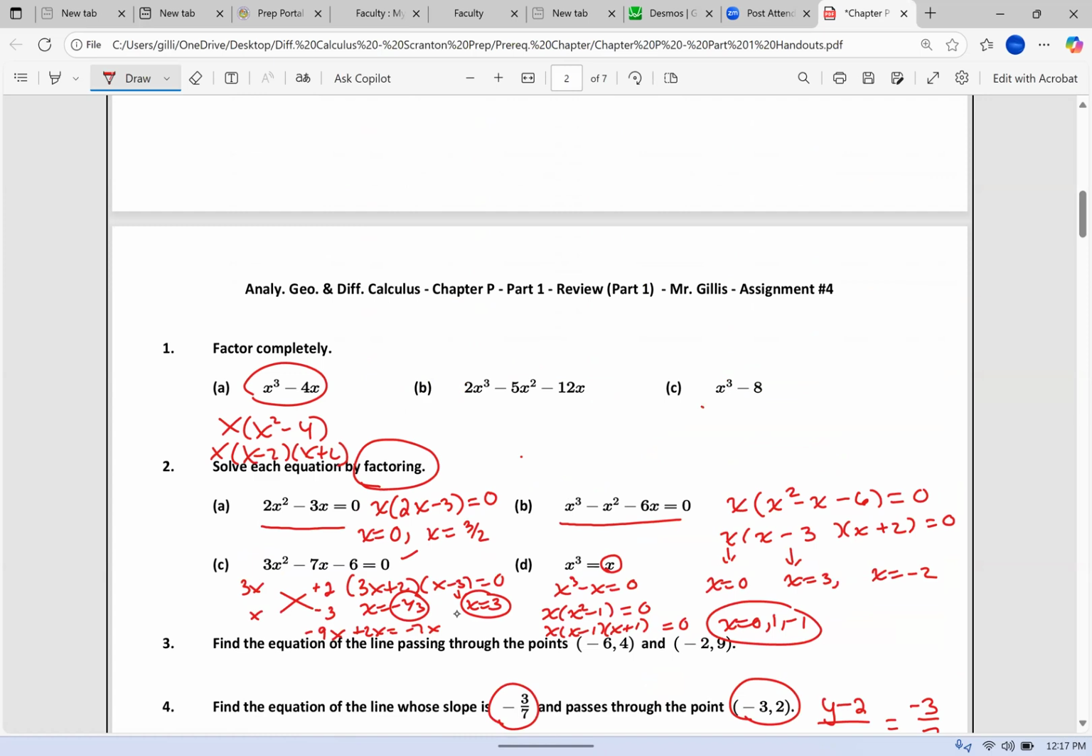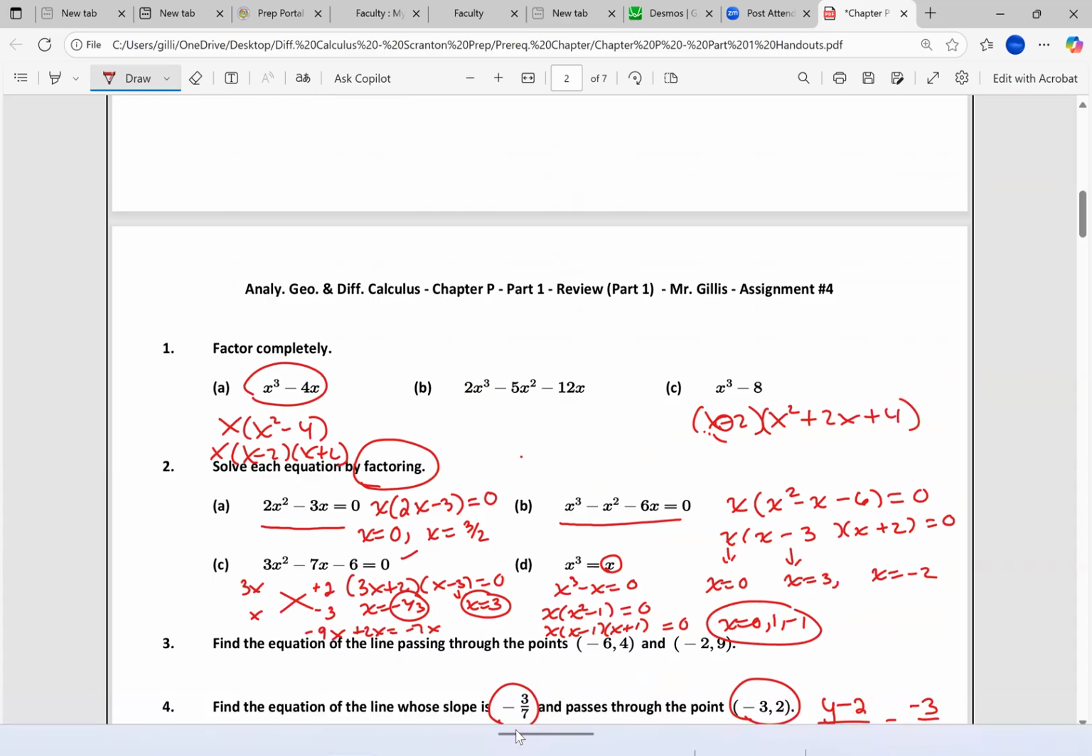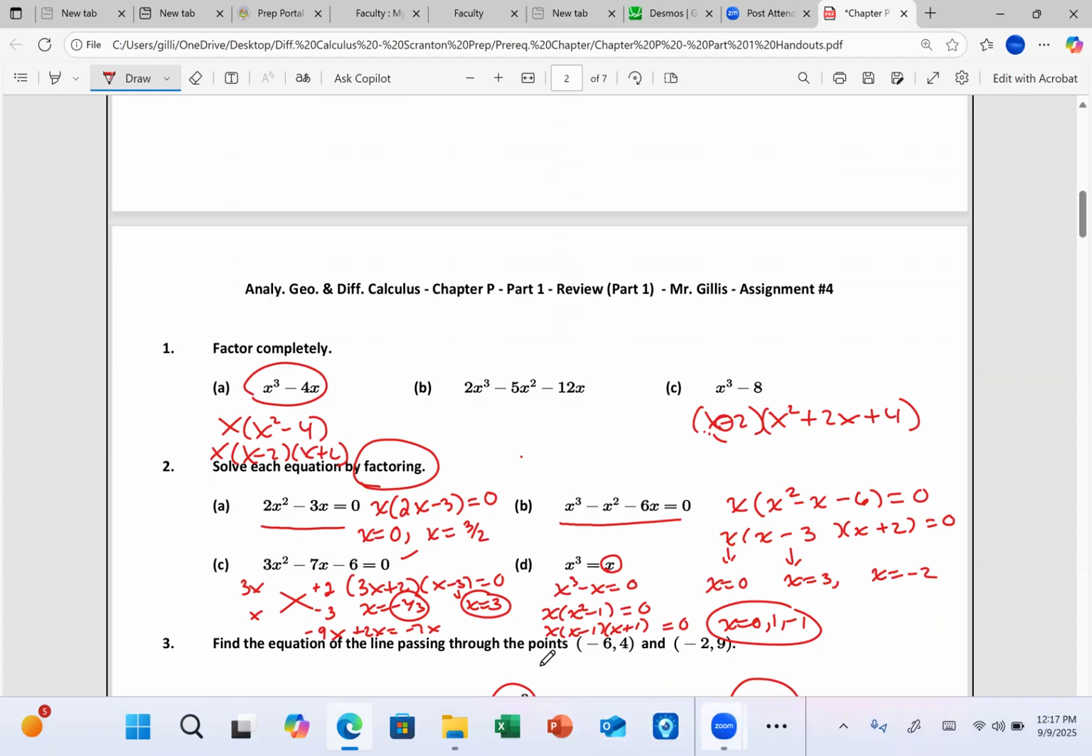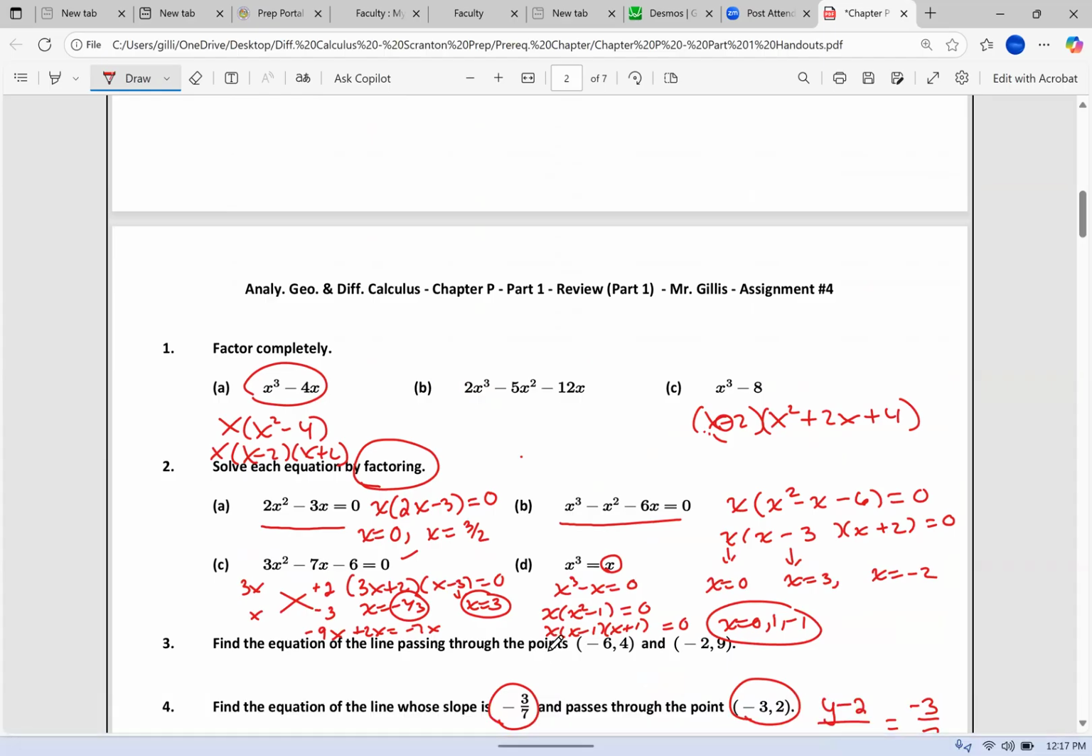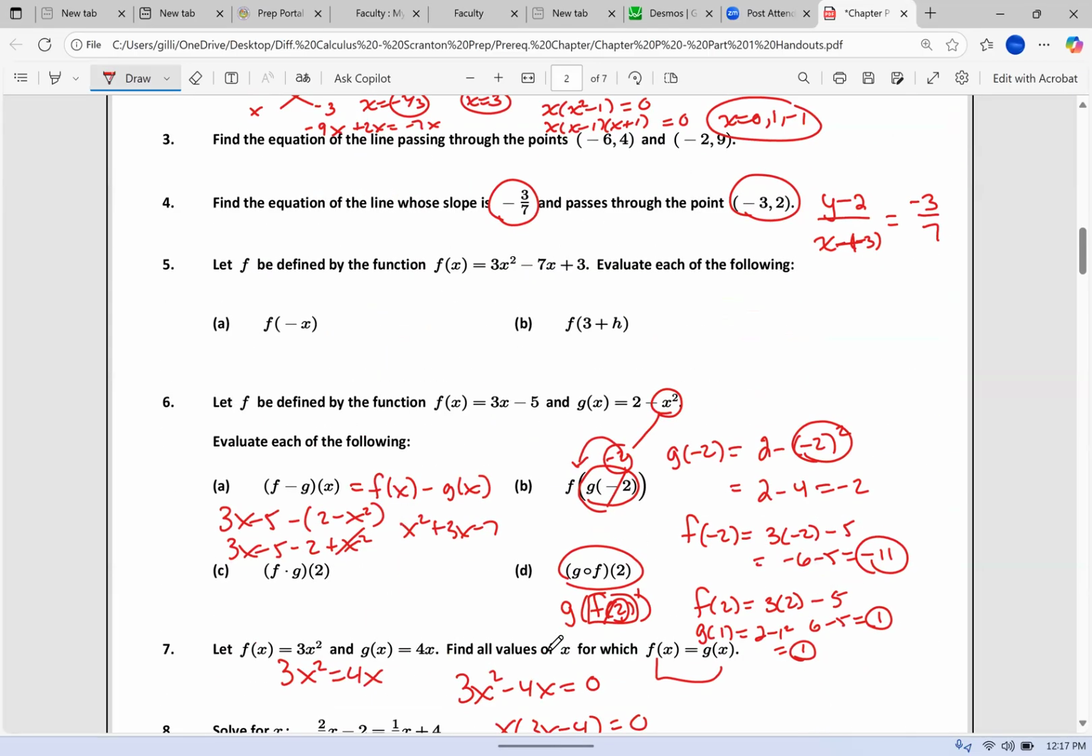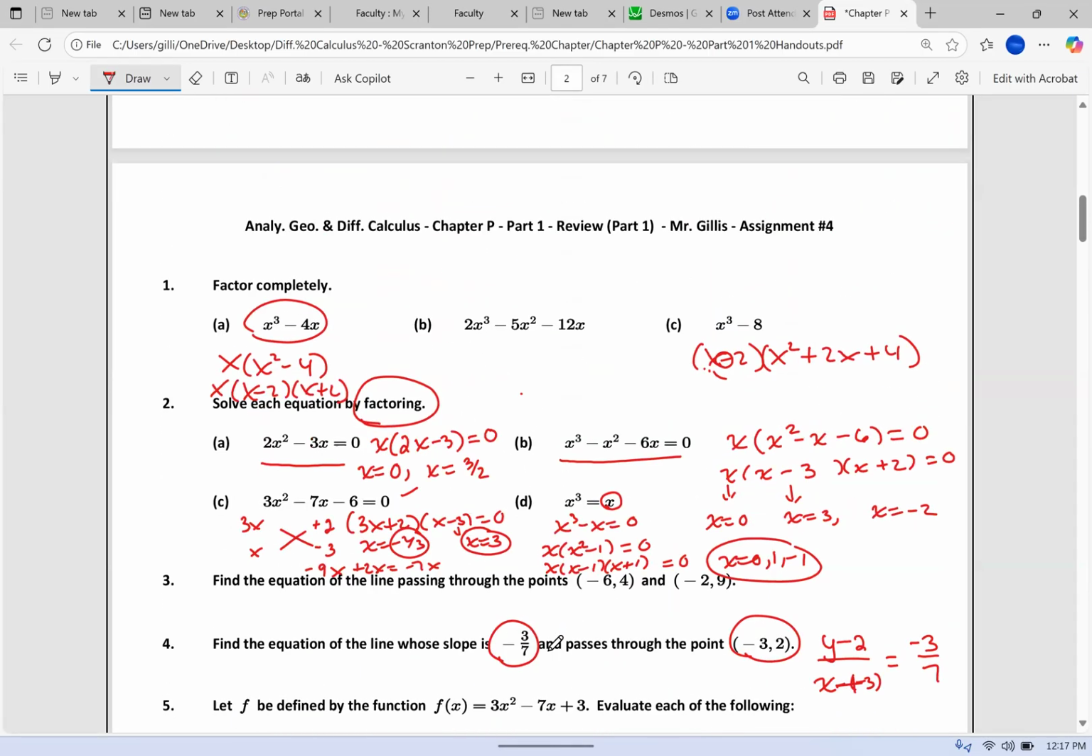Here, this is a difference of 2 cubes. Take the cube roots of both. The sign in the middle goes in the middle. Square the x, multiply those two but change the sign, and square the last. I think that's pretty much a good amount of review of problems for assignment number 4.